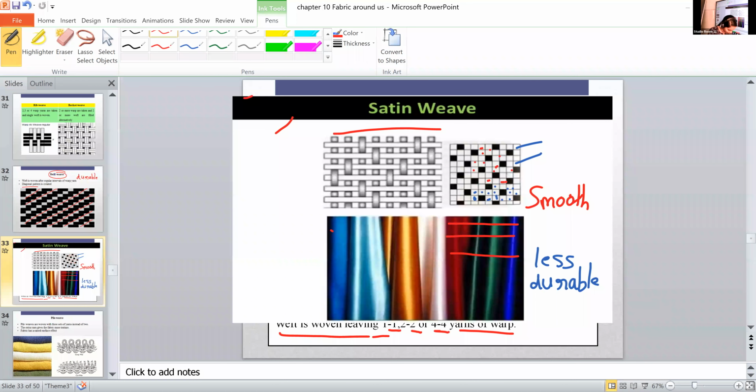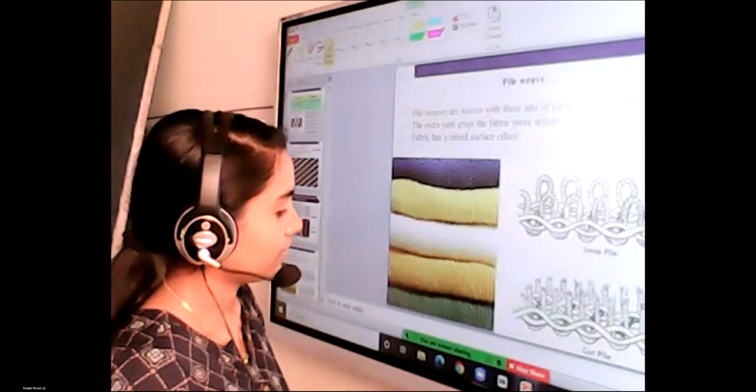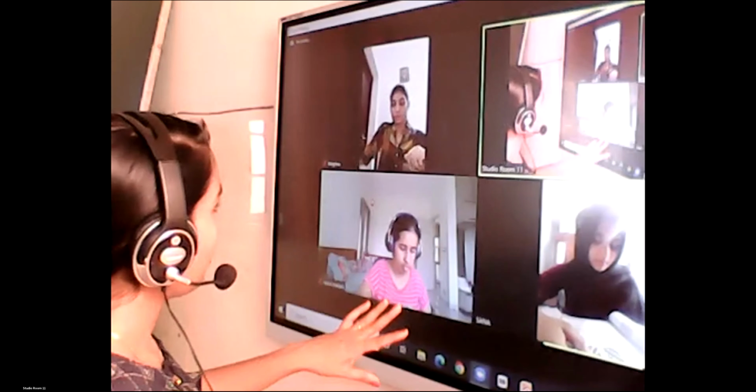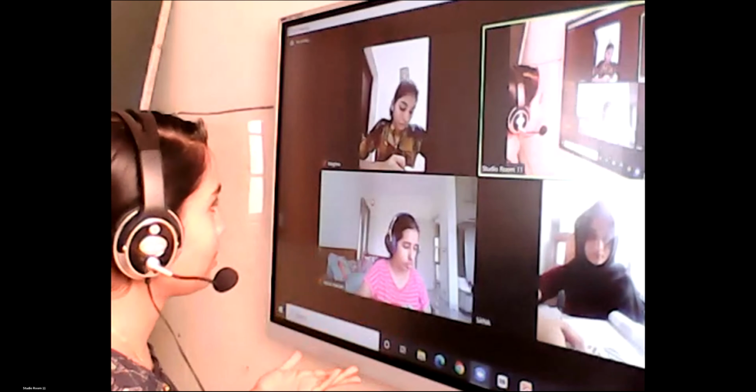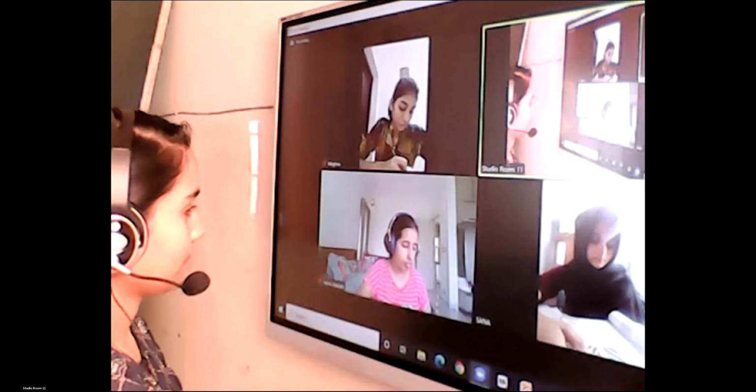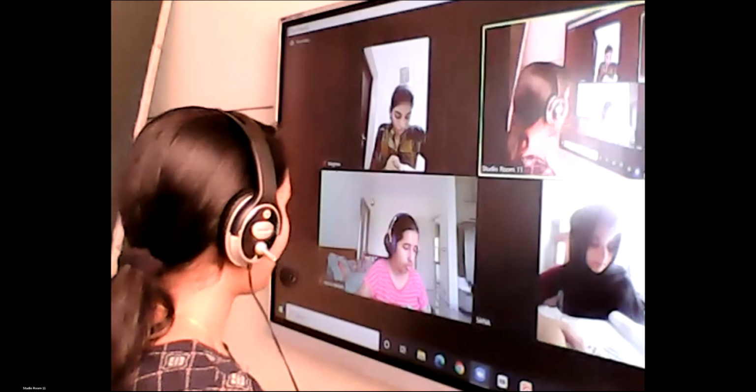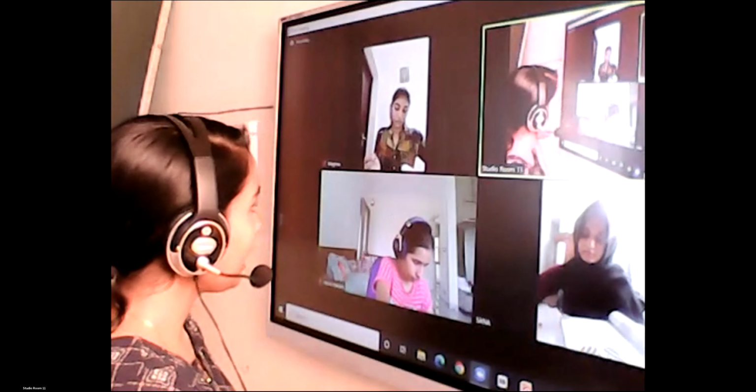Take page number 99. Sana, take page number 99 and read the satin weave paragraph. Satin weave. This is the name of the weave as well as of the cloth. In this type, the name of the cloth and weaving is the same. The satin clothes are also there, right? In this type of weave, one side surface of the cloth is very smooth and plain. This type of weave is not very durable. It's very important, the satin weaves are not very durable.